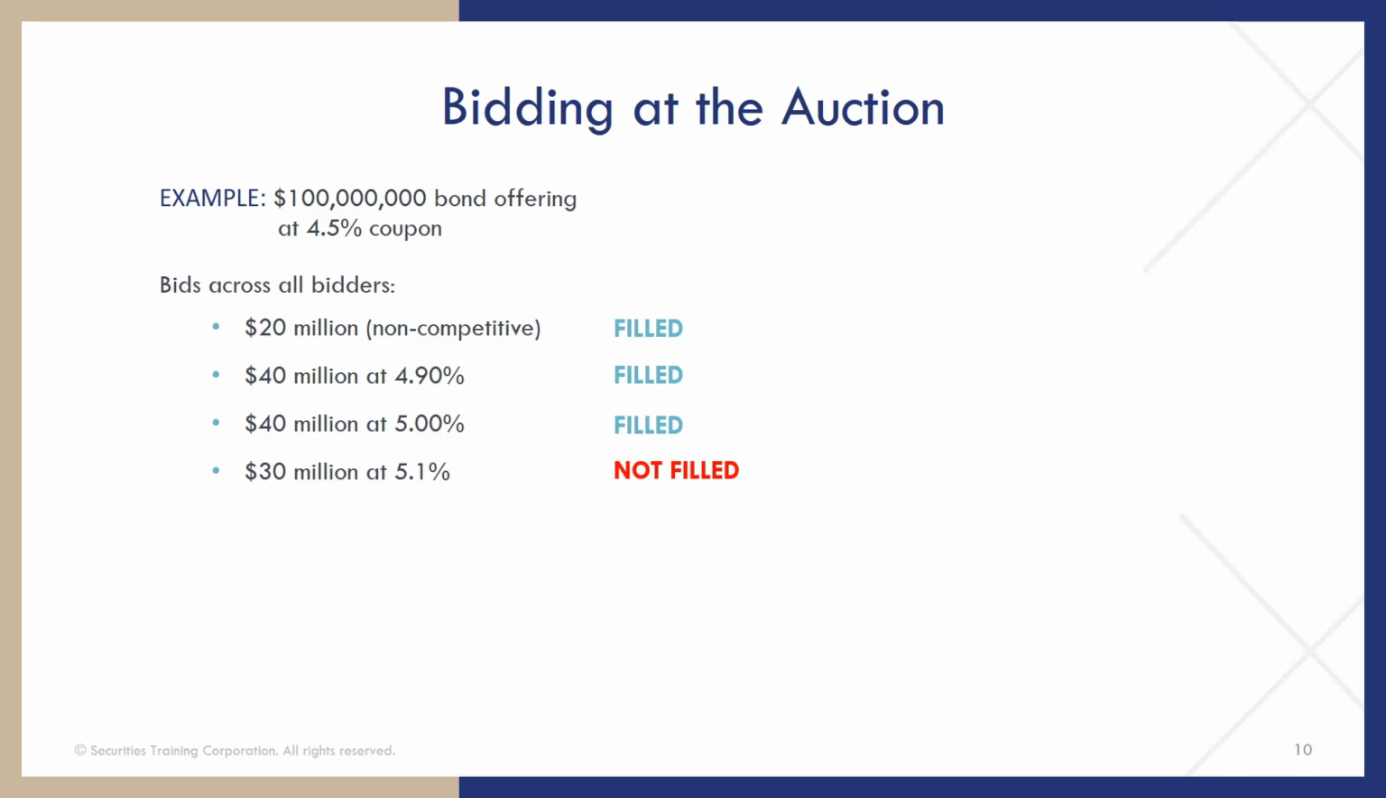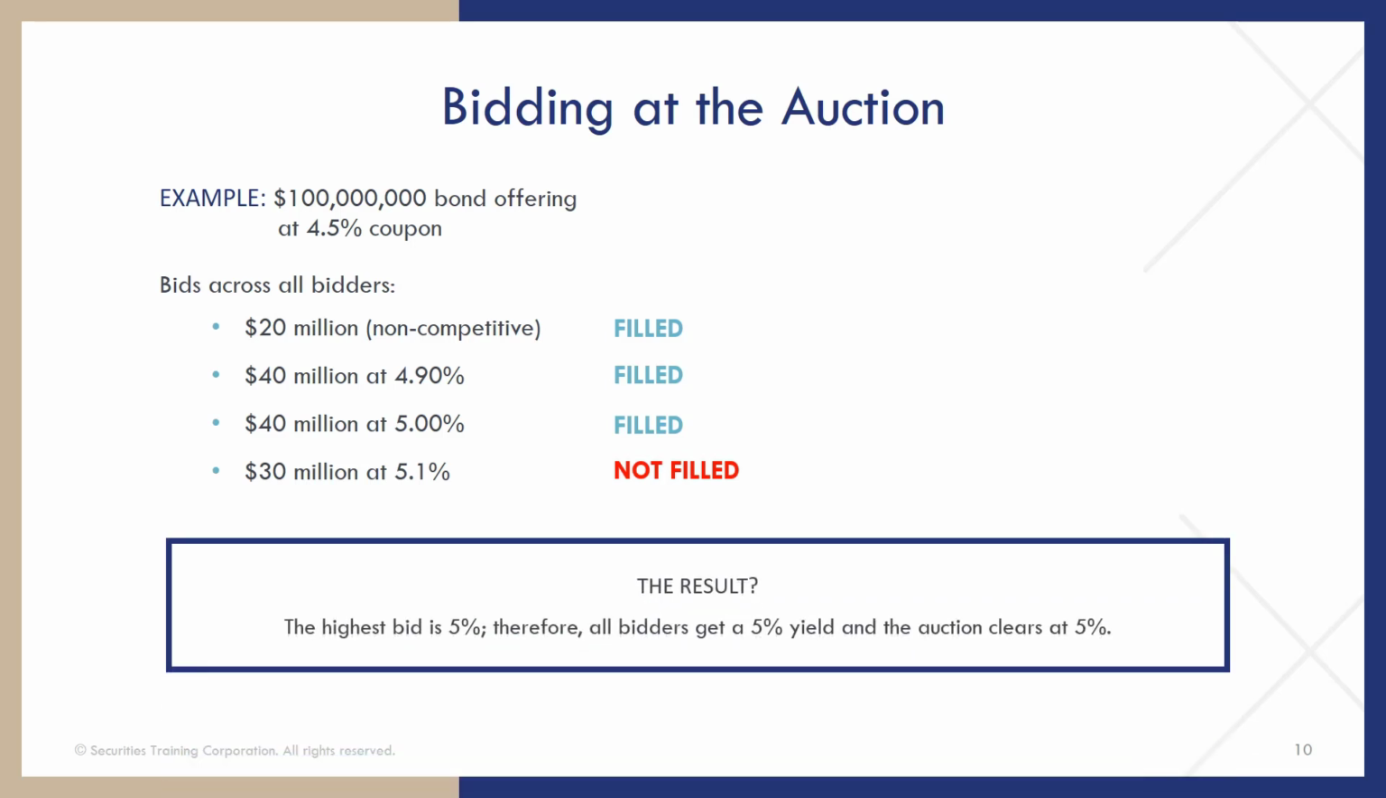Now, what price or what yield does everybody get? And this is important: everybody gets the same yield. The highest yield of 5% that completed the auction is what all the bonds are awarded at. So everybody pays that price that gives them a 5% yield. Therefore, all bidders get a 5% yield. That is sometimes what's called the clearing rate. The auction clears at 5%.